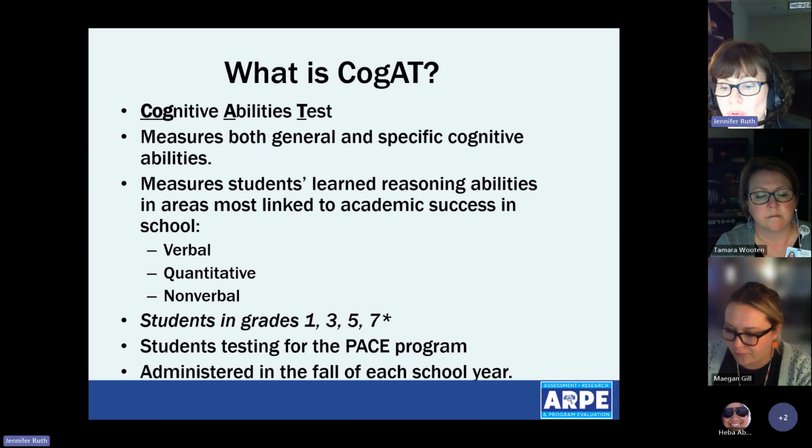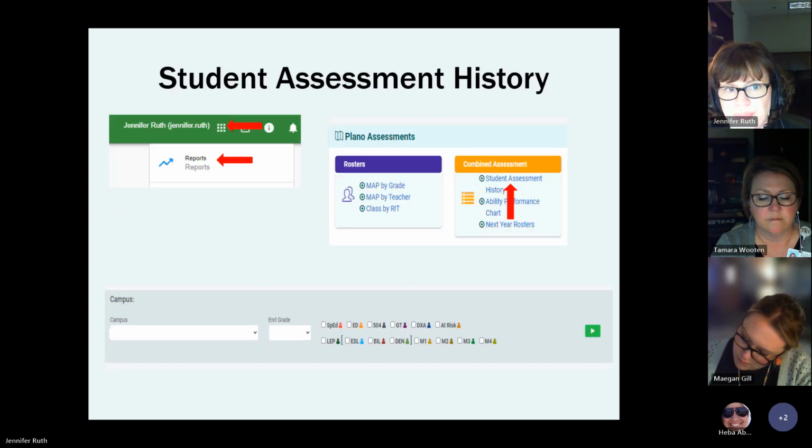So for example, if you're a 4th grade teacher, you can still use the 3rd grade CogAT data because that data is still reliable and valid for your students. That way we can minimize testing, but have the data available to make those instructional decisions.